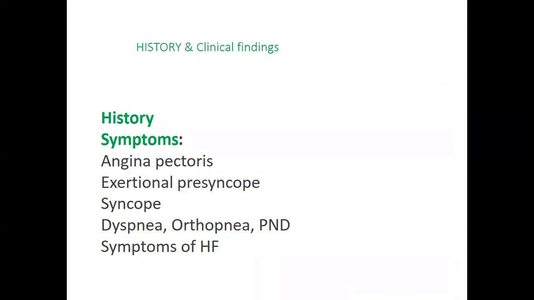So what happens whenever a patient has aortic stenosis? The patient can present with angina pectoris, experiencing chest pain, and sometimes the patient can have exertional syncope. The patient can have shortness of breath, dyspnea, and sometimes the patient can present with full signs and symptoms of heart failure.